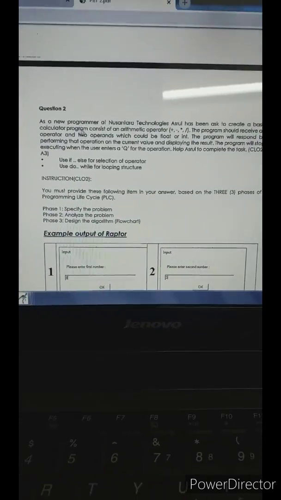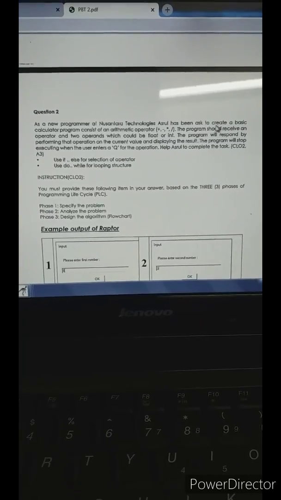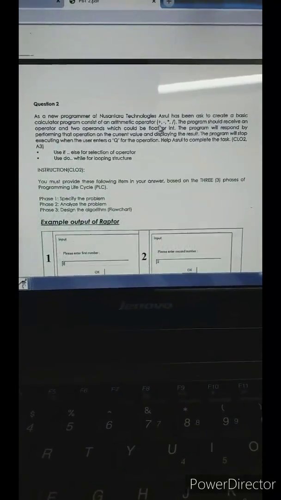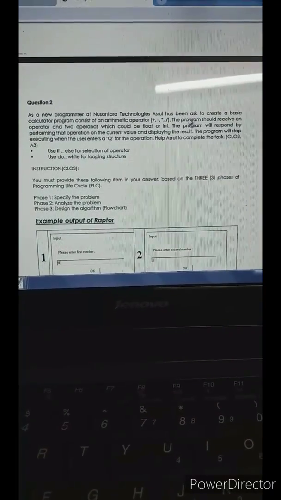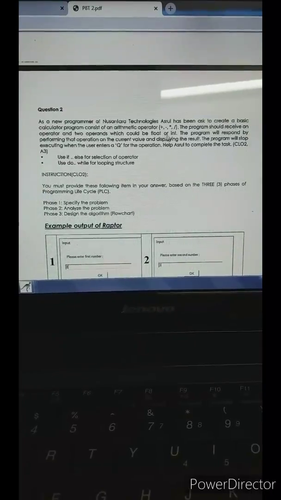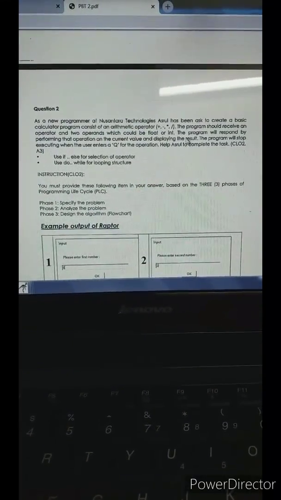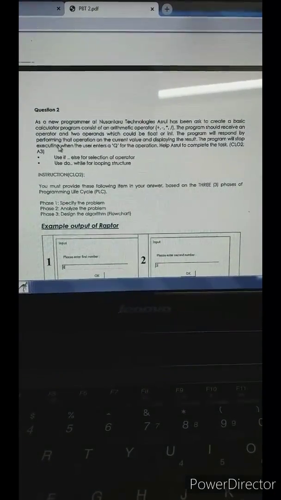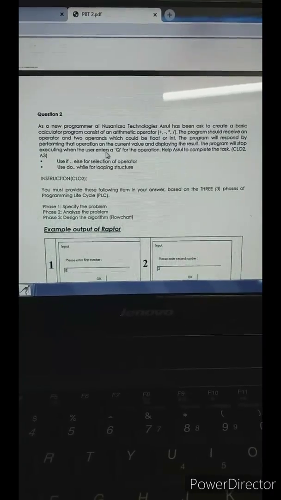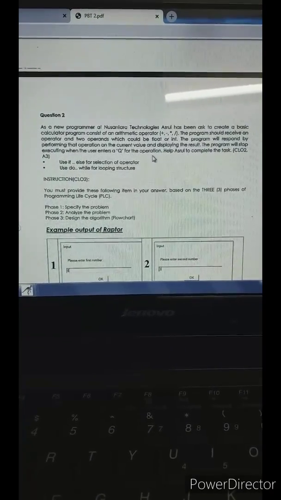The new programmer at Nusantara Technologies, Asrul, has been asked to create a basic calculator program consisting of arithmetic operators: plus, minus, multiplication, and division. The program should receive an operator and 2 operands which could be float or integer. The program will respond by performing that operation on the current value and displaying the result. The program will stop executing when the user enters a Q for the operation. Help Asrul to complete the task.